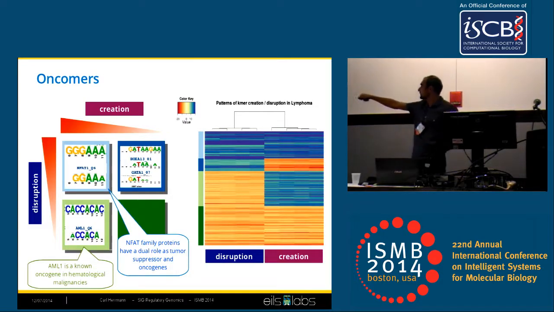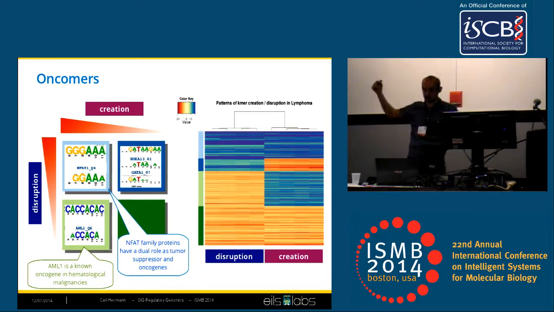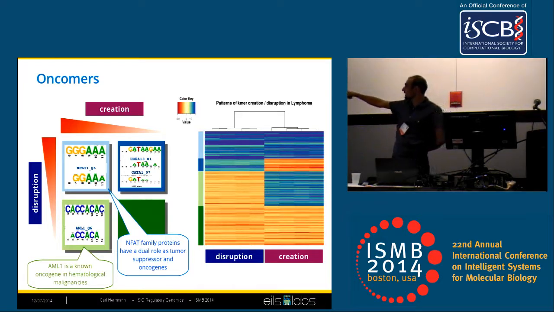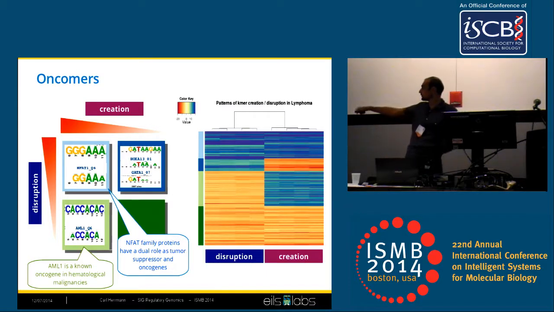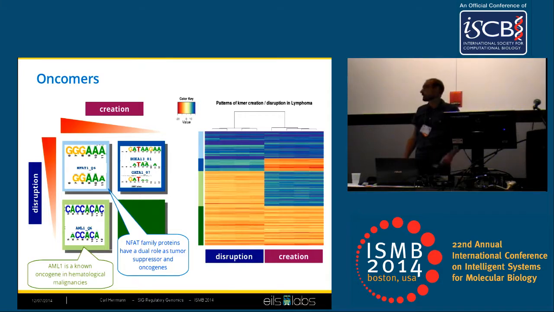And here, for example, we find a motif that's very reminiscent of the GATA family binding site, and since in the FunSeq results we had GATA as a highly disrupted binding site, it makes sense that we find it here highly disrupted. But what we can also find here is a motif that very closely matches AML1 or RUNX1, which is a known oncogene in hematological malignancies. And so this one is frequently created and rarely disrupted. And in this context of lymphoma, it makes sense.